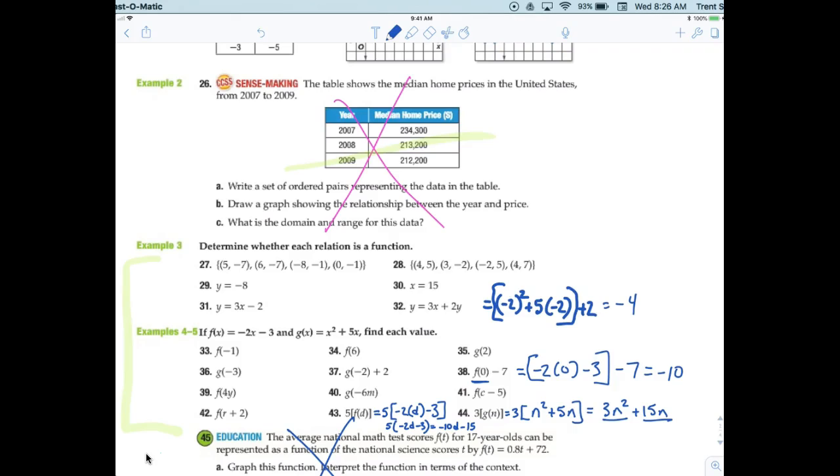Okay, I feel good about that, guys. That's really, really important. You'll be doing this stuff all the way through your high school career. You have to understand functional notation.